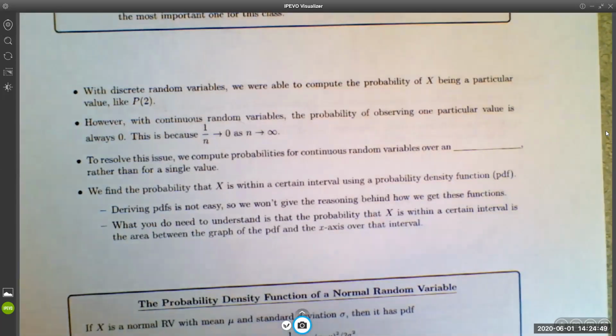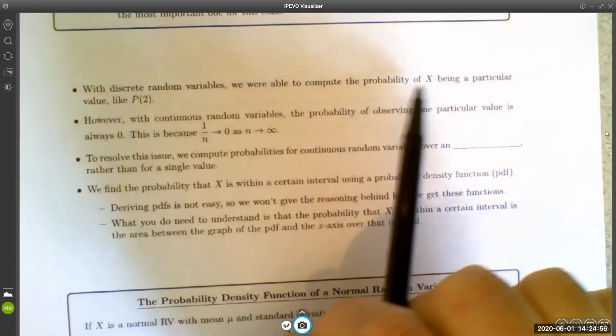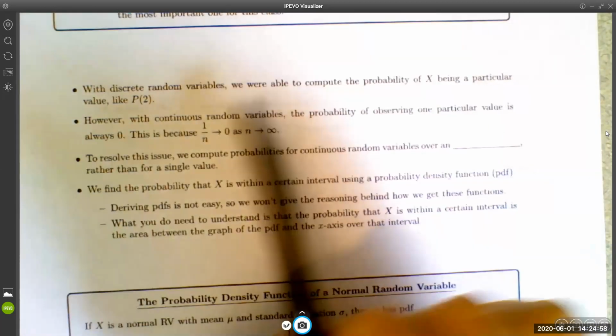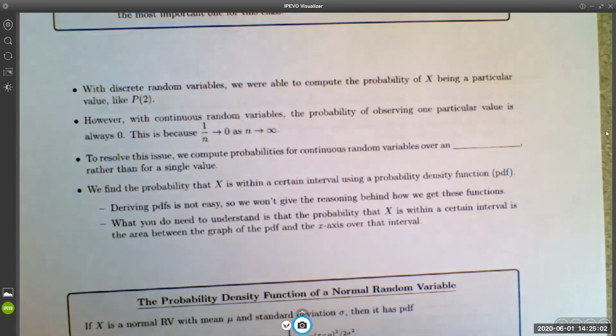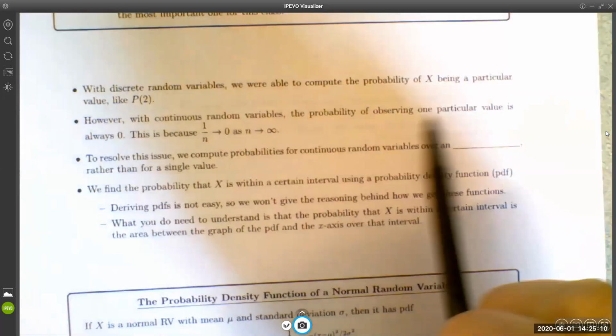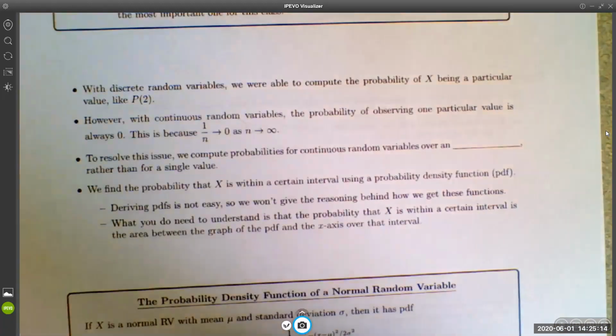A couple things about continuous variables. With discrete variables, we were able to compute the probability of x being a particular value, like we were able to compute the probability that x was 2. With the continuous variable, this is not possible, or it's just not super meaningful. The probability of observing one particular value is always 0 when you're dealing with a continuous variable.